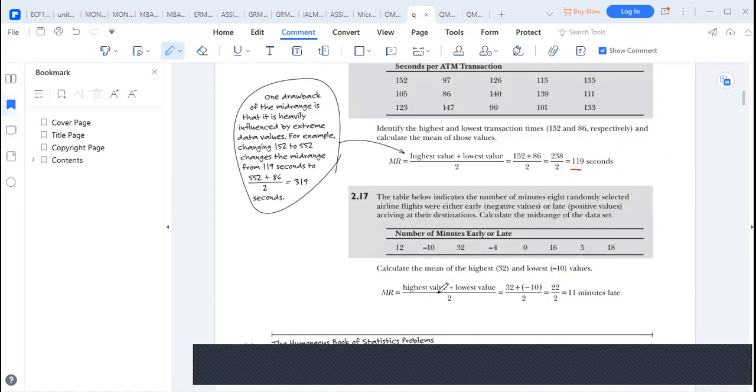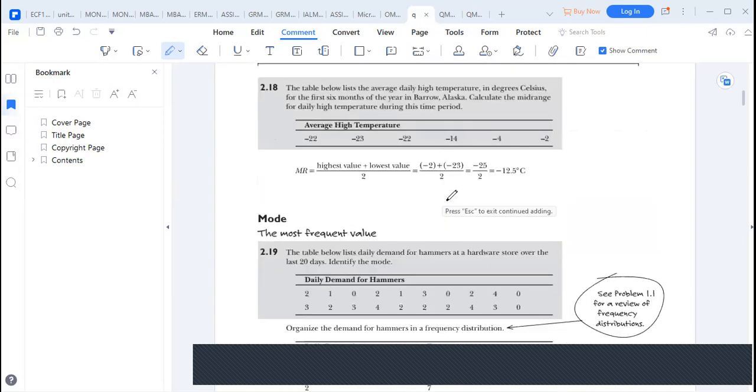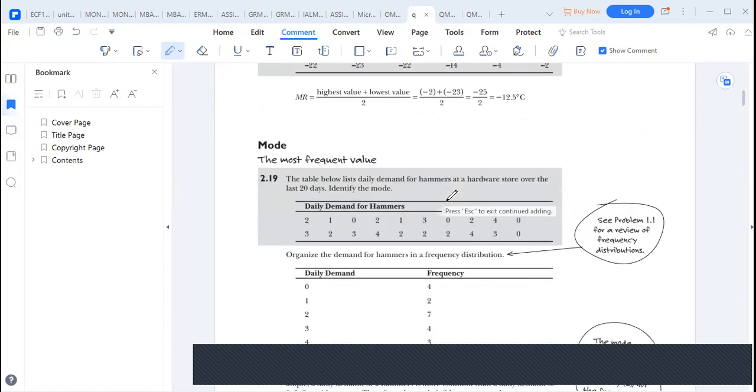Okay, so mid-range can also have integers where we have a positive number and a negative number. So in this case, our highest value when you look through here is 32. Our lowest value is -10. So we add these two. It's 22 divided by 2 is 11. So this is how to find the mid-range.